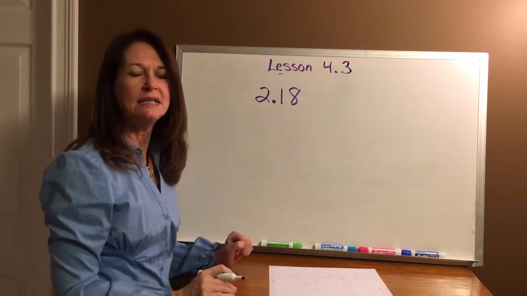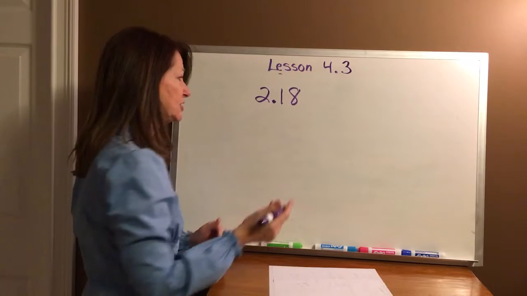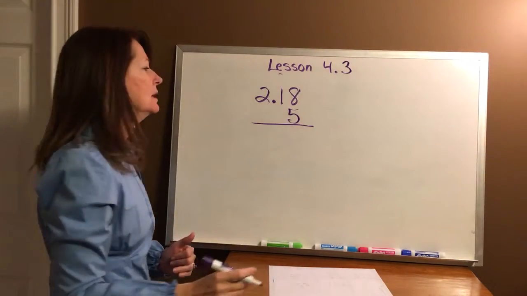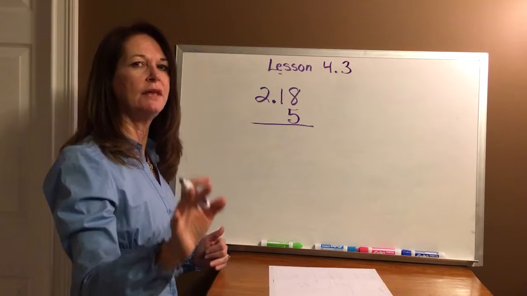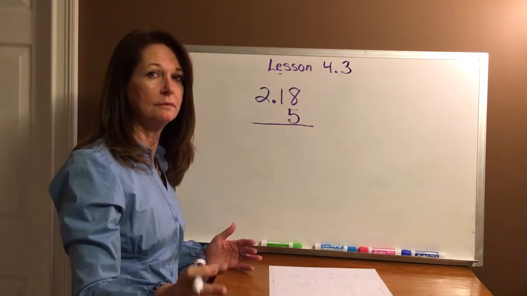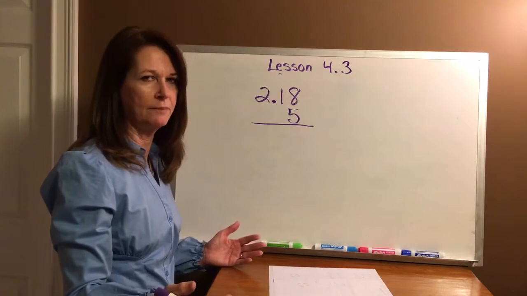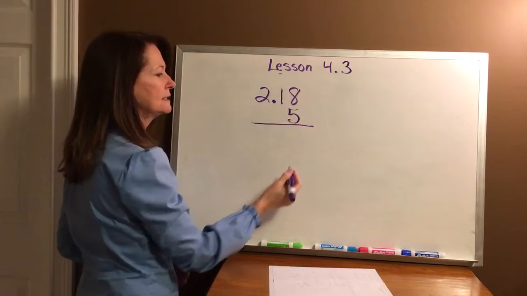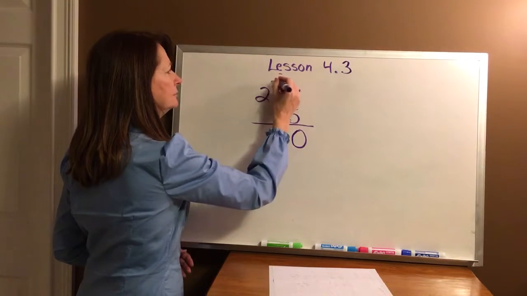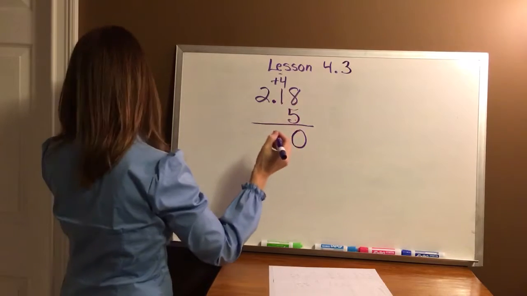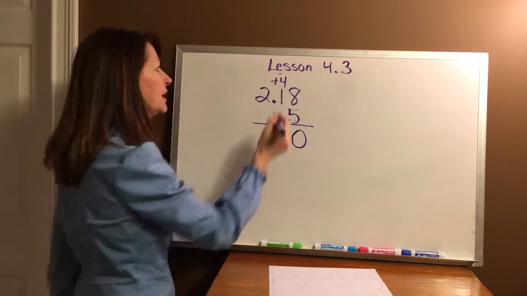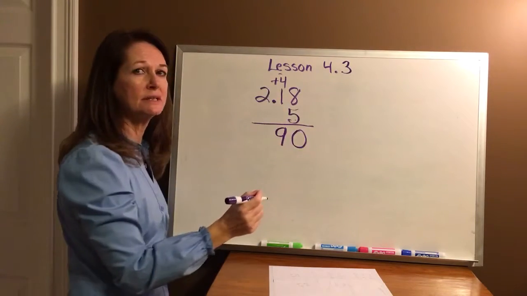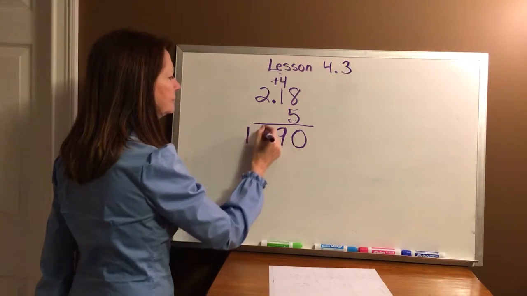So 2 1800 times, let's just choose 5. It's just for practice. All right, disregard the decimal point. We don't care where it is right now. Just do the math. 5 times 8 is 40. 5 times 1 is 5 plus the 4. 5 times 2 is 10. All right.